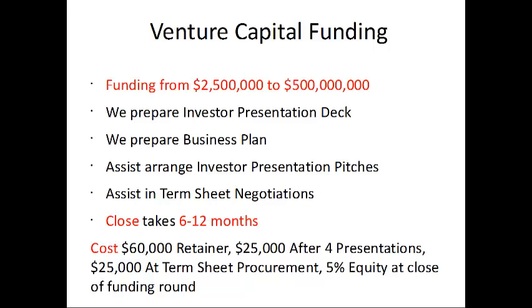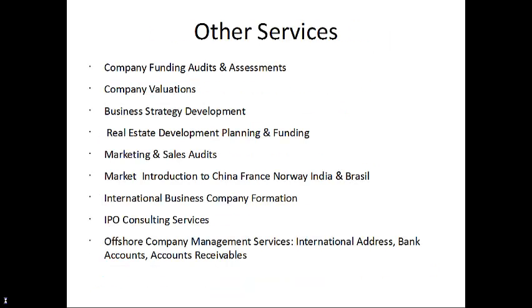What we charge is a consulting fee of $60,000 up front, and that's our retainer to conduct the services on your behalf. We also charge $25,000 after the 4th presentation to venture capital firms, another $25,000 at the term sheet procurement, and 5% equity of your company at the close of the funding round.